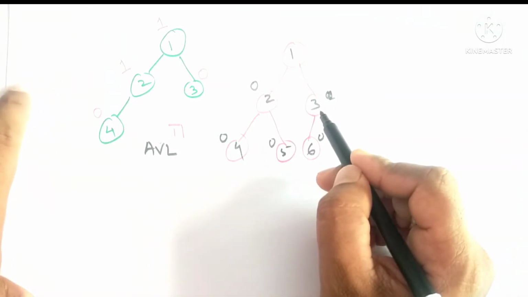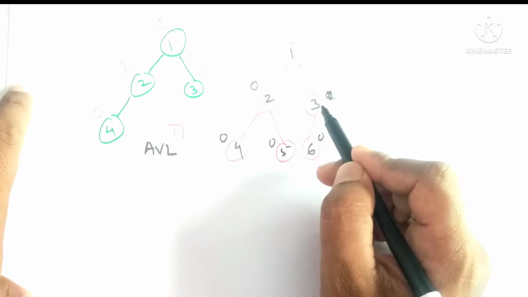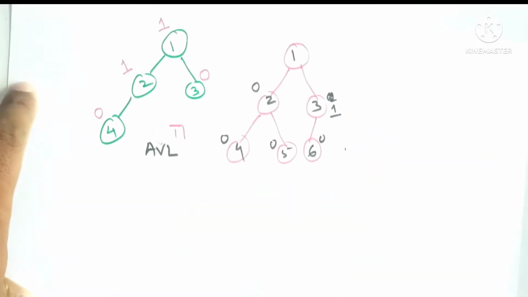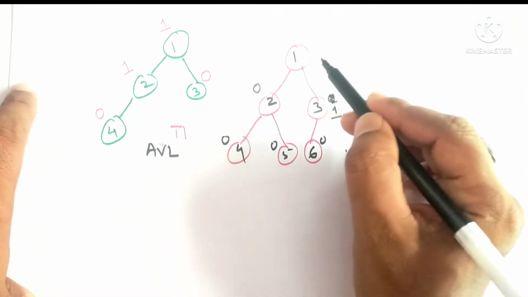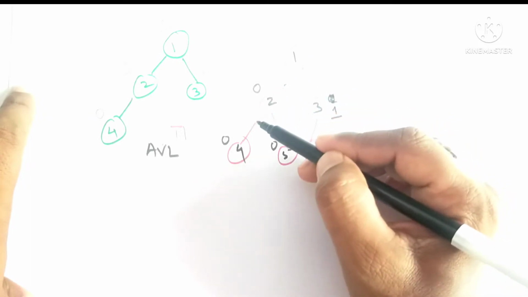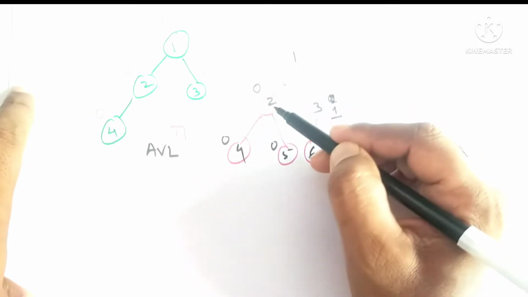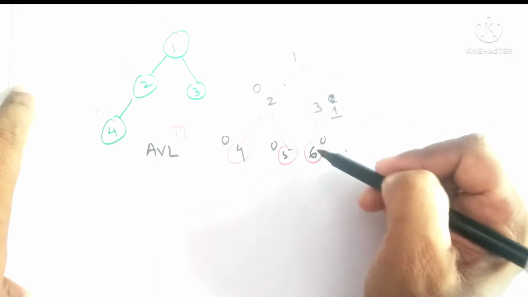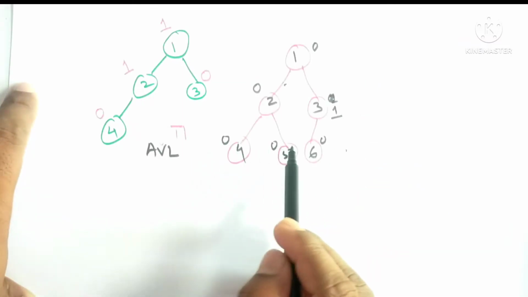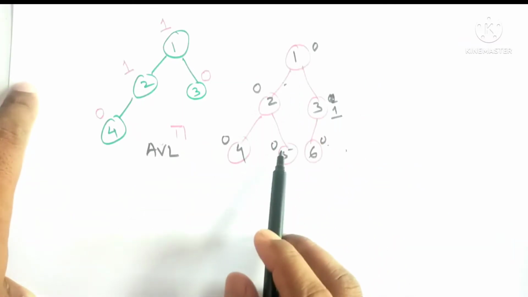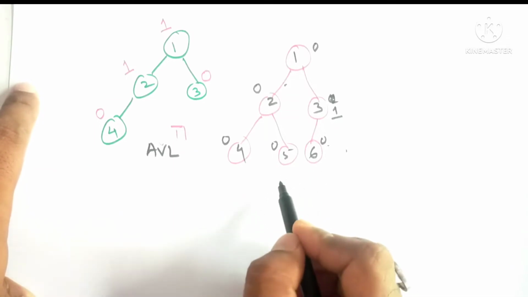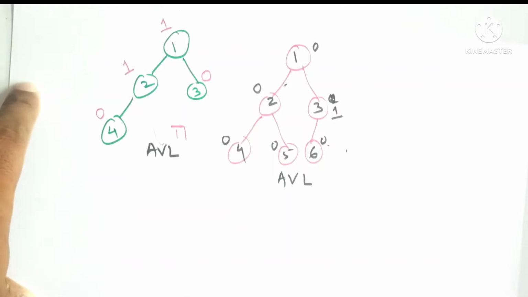Similarly, the balance factor of node number 3: the left subtree height is 1 and there is no right subtree, so 1 minus 0 is 1. Then what is the balance factor of node number 1? The left subtree height is 2 and the right subtree height is also 2, so 2 minus 2 is 0. So every node has a balance factor within that range, -1 to +1 through 0. That's why it is also an AVL tree.